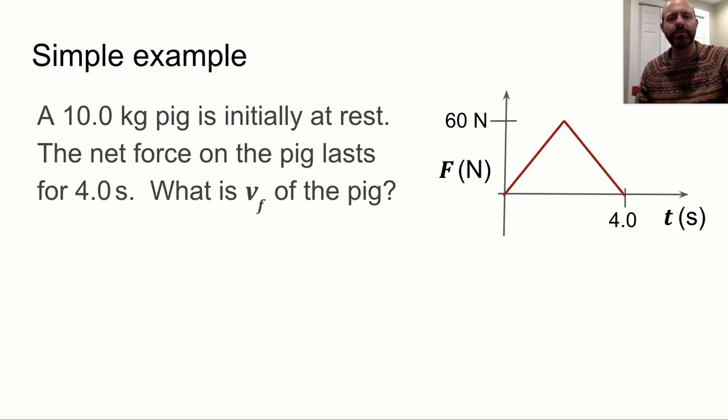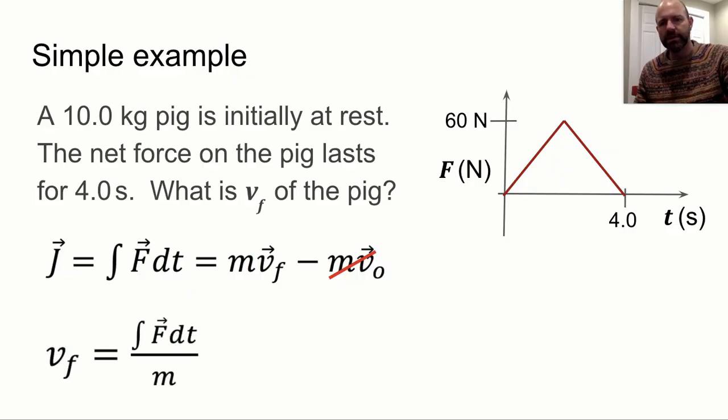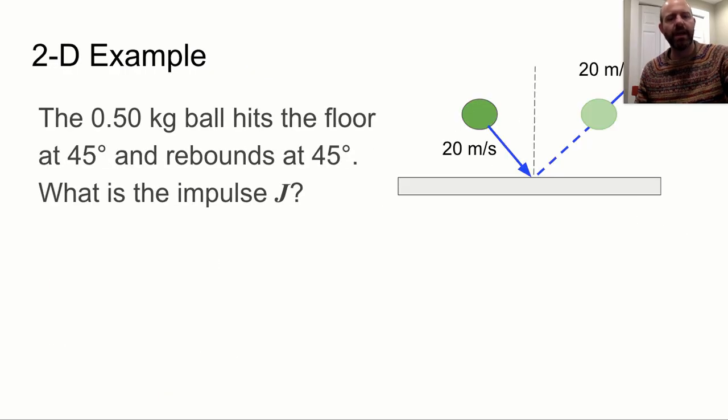So here's a simple example. A 10-kilogram pig initially at rest. Net force on the pig lasts for 4 seconds. What's the final velocity of the pig? So we use impulse equals change in momentum. The initial momentum is 0 here, and so we have our integral. This is a pretty easy area under the curve, so we don't even need the integral form, just 1/2 base times height, and we end up with 12 meters per second.